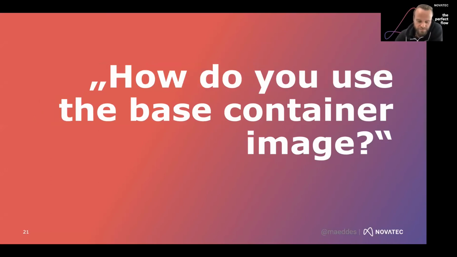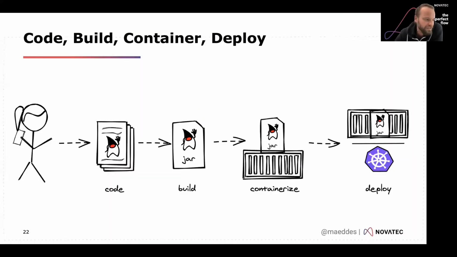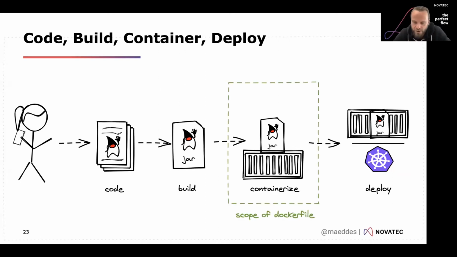So my question would have been, how do you use that base container image? In a standard kind of automated pipeline, you're probably going to go through steps where you code. Then after you code, you build your code. And then if you happen to deploy on a containerized environment like Kubernetes, you need to build a container and then deploy that to that environment. So the scope of the Dockerfile is very often the containerizing step.